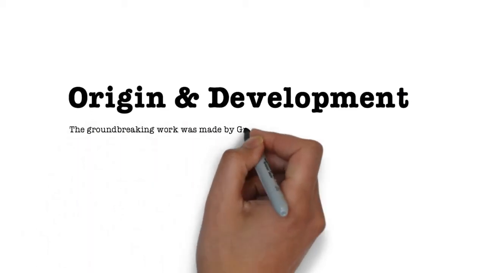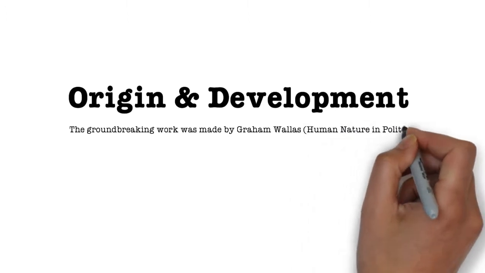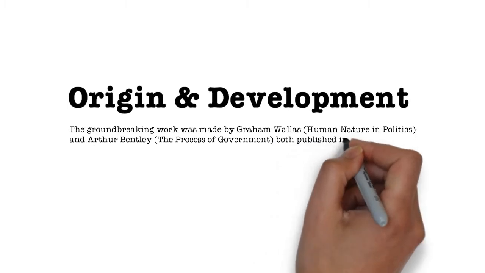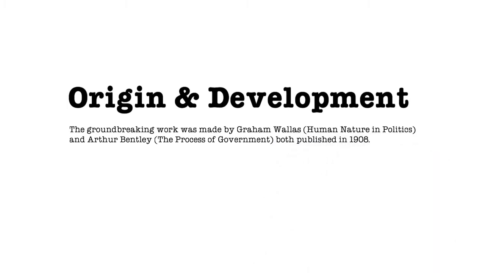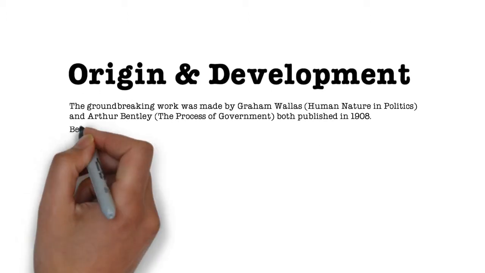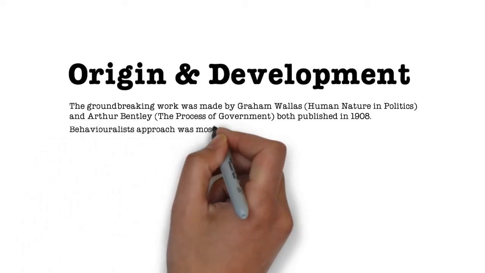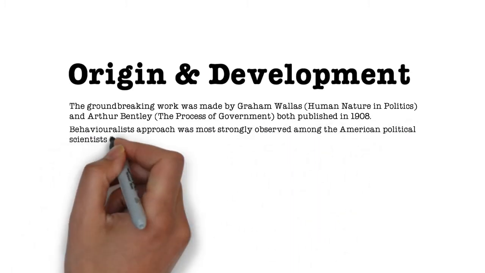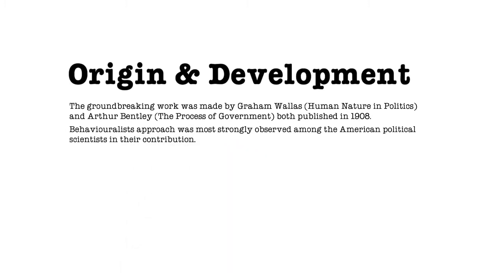Next, let's look at the origin and development of behavioralism. Speaking of the first sighting of behavioralism in politics, the groundbreaking work was made by Graham Wallas, who wrote Human Nature in Politics, and Arthur Bentley, who wrote The Process of Government, both published in 1908. The behavioralist approach was most strongly observed among American political scientists in their contribution.